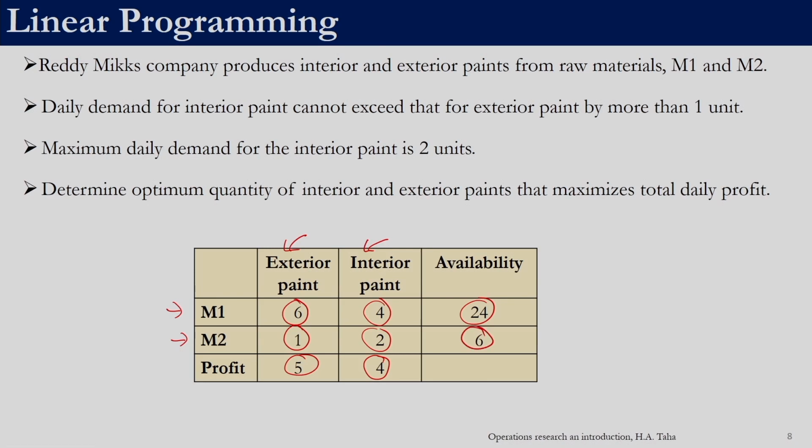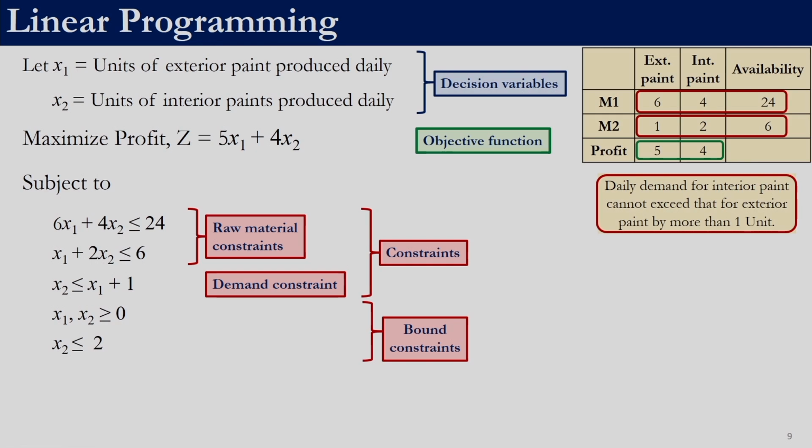So, we have additional two constraints. One is that daily demand for the interior paint is 2 units, and demand for interior paint cannot exceed that for exterior paint by more than 1 unit. We will not go into this formulation, we have discussed this previously. So, these are our 4 equations 1, 2, 3 and the fourth one over here. These are bounds on the decision variables x1 and x2. So, the optimization problem is to maximize profit. x1 and x2 are our decision variables. x1 denotes units of exterior paint produced daily, whereas x2 indicates the units of interior paint produced daily.